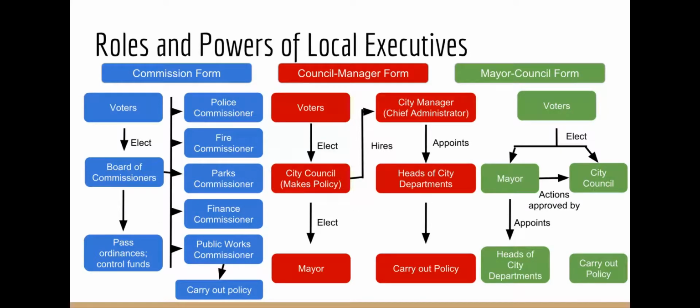So here are different forms of local government. You can see we've got the commission form where you have the voters who elect a board of commissioners who then pass different ordinances, and they elect a police commissioner, a fire commissioner, parks, finance, public works, who will then carry out the policies.